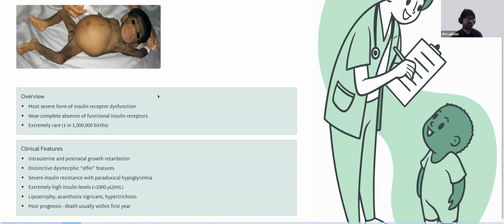They have very high insulin levels if you can measure that, and they have typical clinical features like this, right? So you can see this child with severe acanthosis, darkening of skin, hypertrichosis, right? And generally, this is a very poor prognosis. There is no treatment for this, and the patient generally dies within the first year of life, right? So this is the most severe form, which is known as Donohue syndrome or leprechaunism, right?